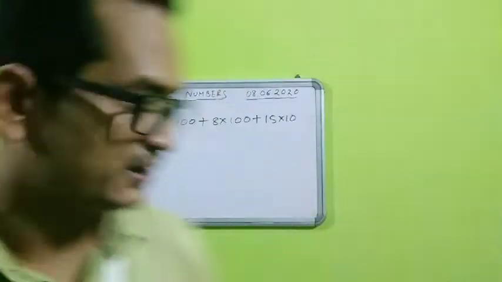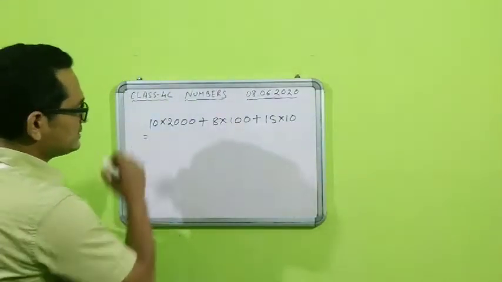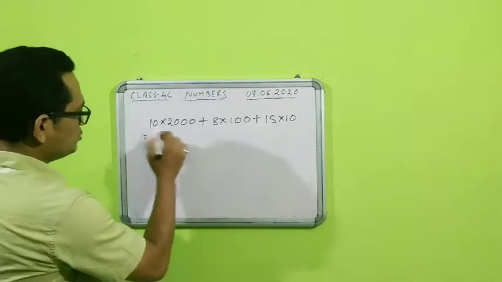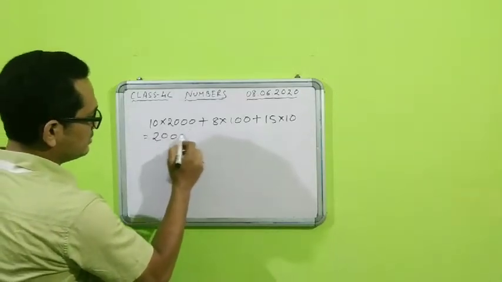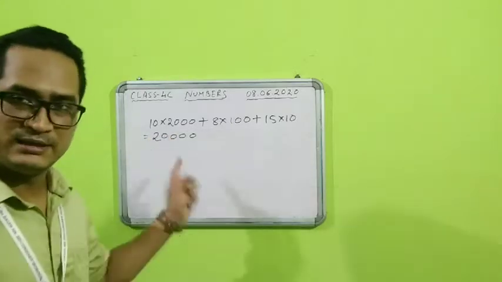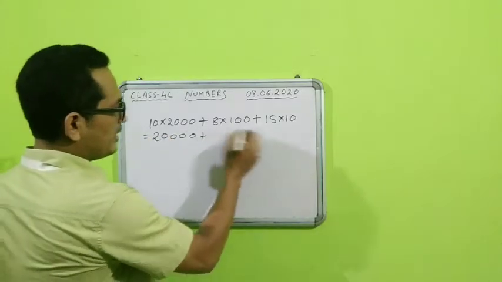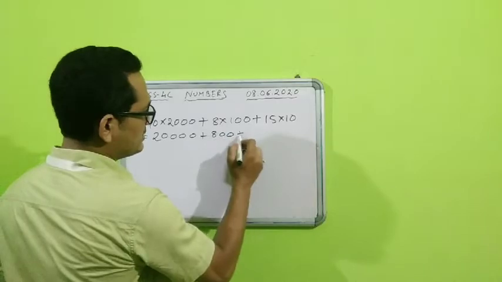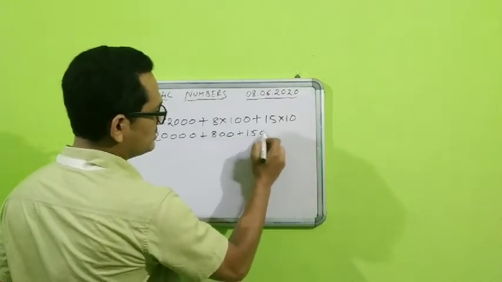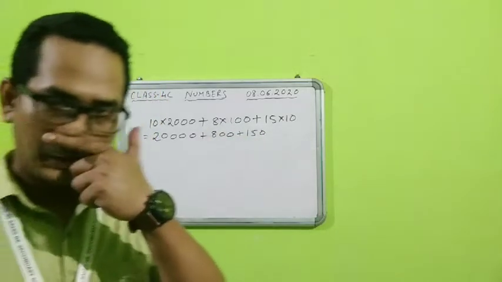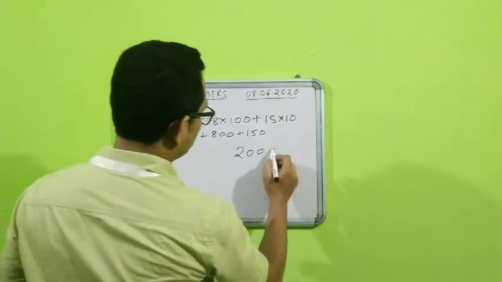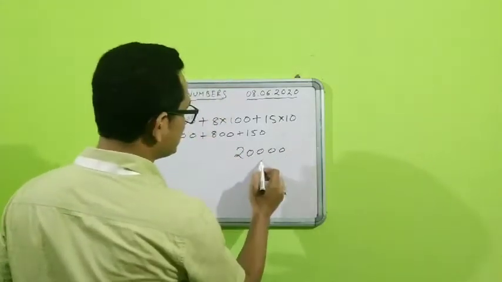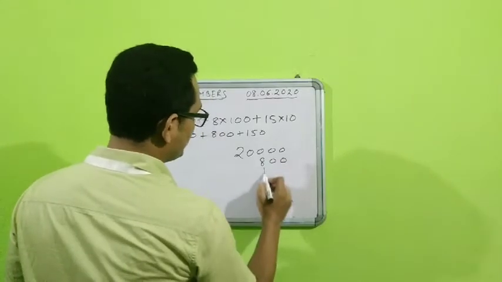So if you have to calculate, now students, 10 into 2000. 2 ones are 2, it will come. And how many zeros? 3 zeros and 1 zero, so it will be 4 zeros together. So that is 20,000. 8 into 100, it will definitely be 800, and 15 into 10, it will be 150. Now you need to add all this together. So that is 20,000, then 800, and finally 150.